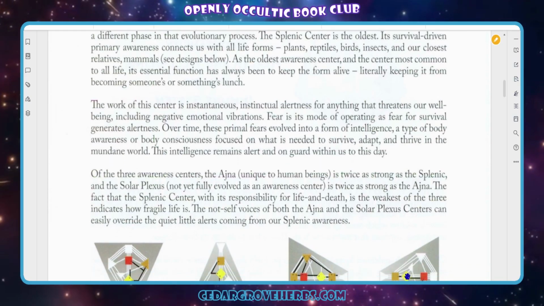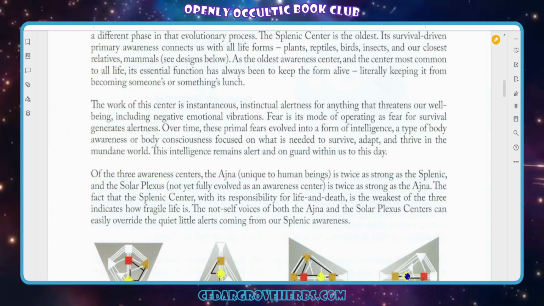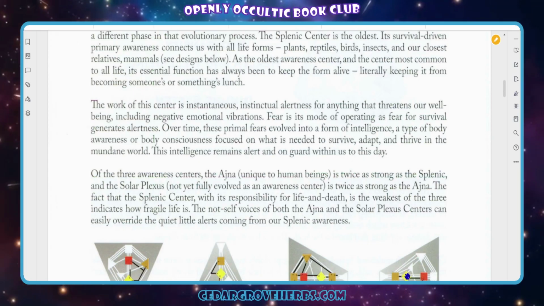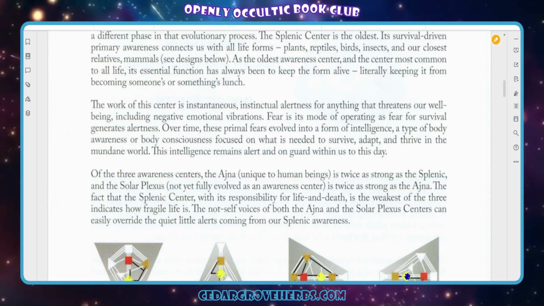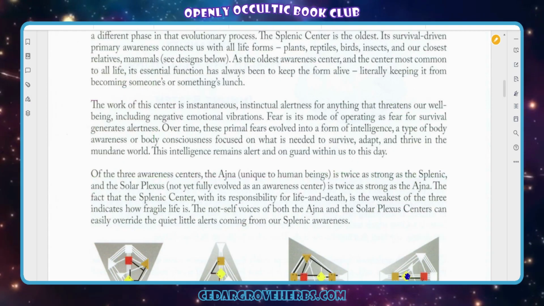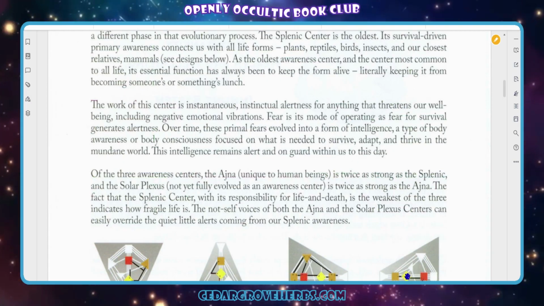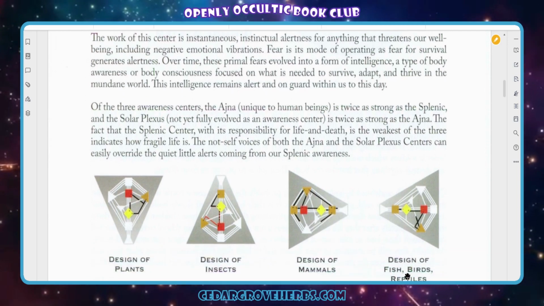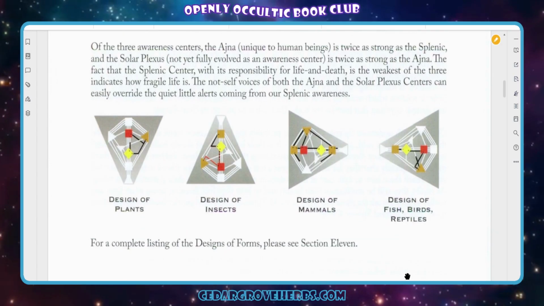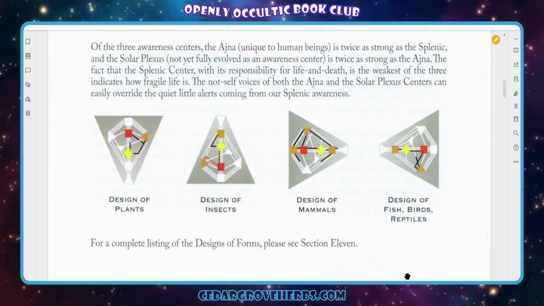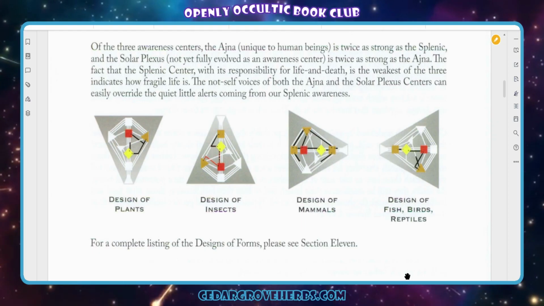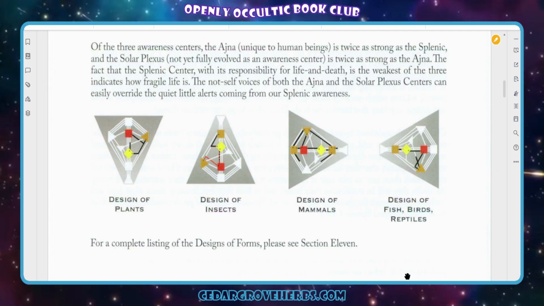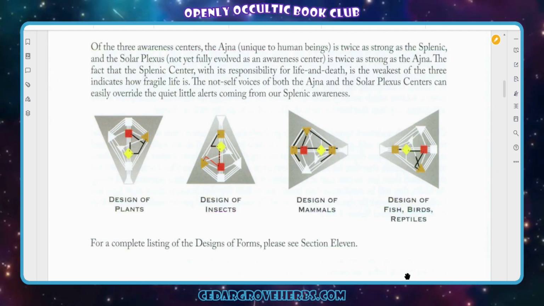Over time, these primal fears evolved into a form of intelligence, a type of body awareness or body consciousness focused on what is needed to survive, adapt, and thrive in the mundane world. This intelligence remains alert and on guard within us to this day. Of the three awareness centers, the Ajna, which is unique to human beings, is twice as strong as the splenic, and the solar plexus, which is not yet fully evolved as an awareness center, is twice as strong as the Ajna.